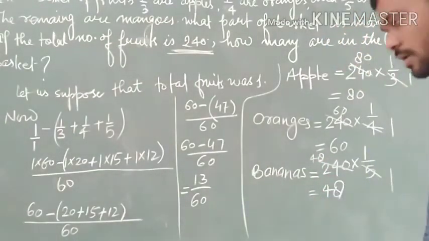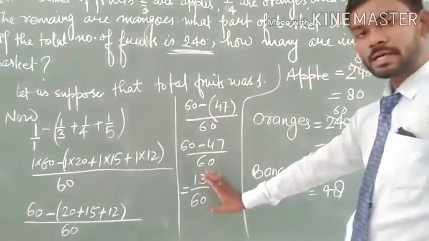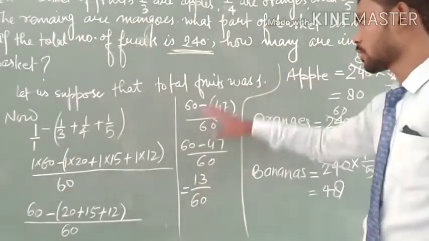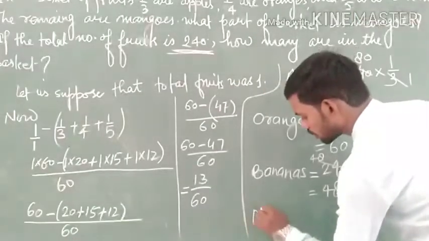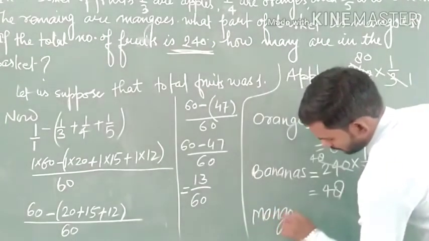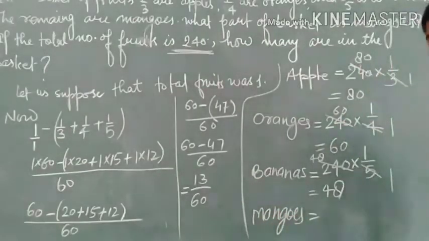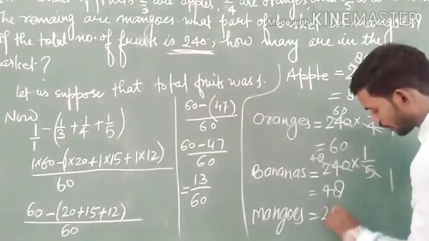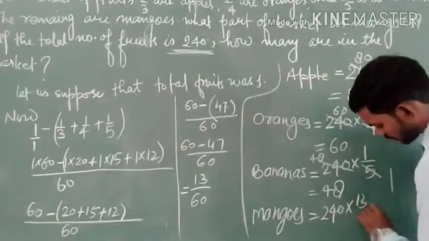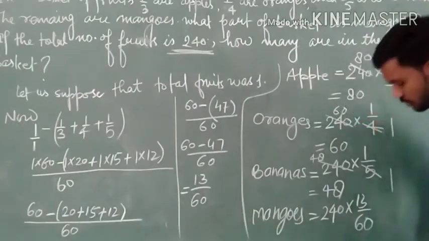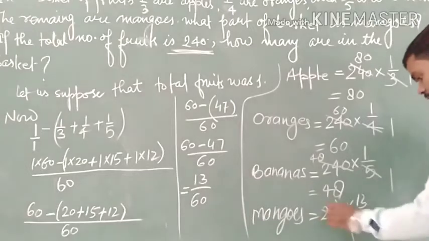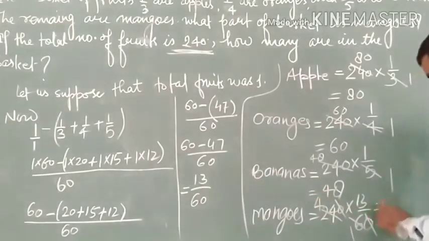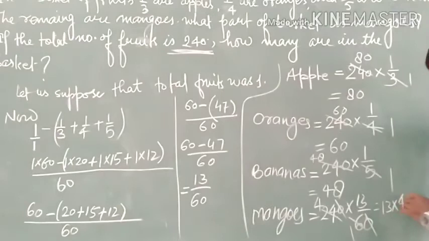Now next is the part of mangoes out of 240. So therefore mangoes will equal 240 multiplied by 13/60. Okay. So here 0 and 0 cancel out, 6 1 is 6, 6 4s are 24, and here 13 multiplied by 4, and this is equal to 52.